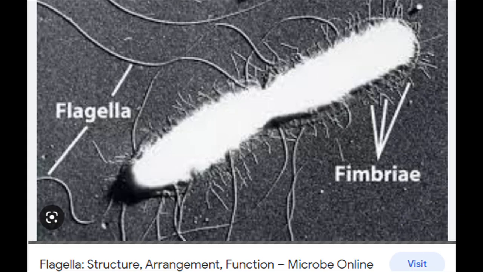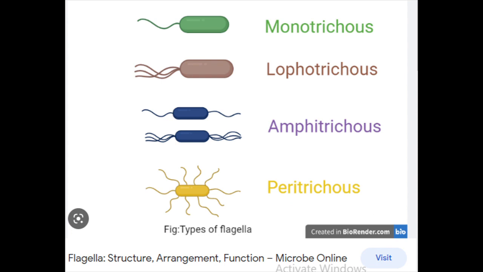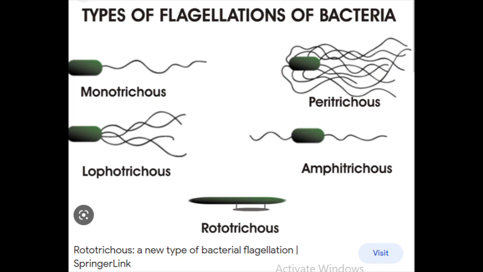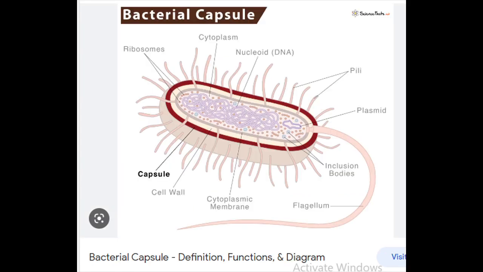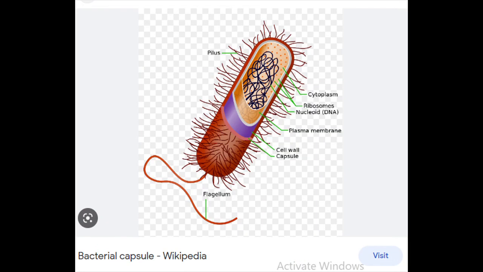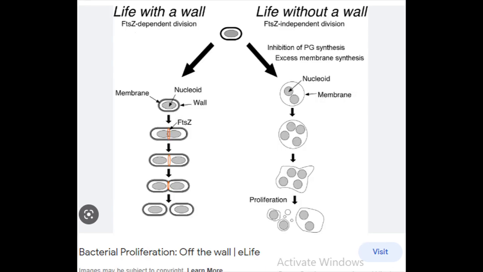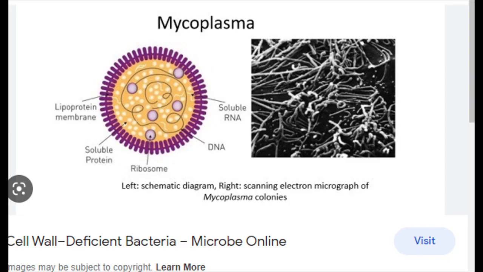Now, let's talk about the gram-positive cell wall. The gram-positive cell wall is stronger because it has thicker and several layers of peptidoglycan. In addition, it contains teichoic acid. Teichoic acid is spelled T-E-I-C-H-O-I-C.